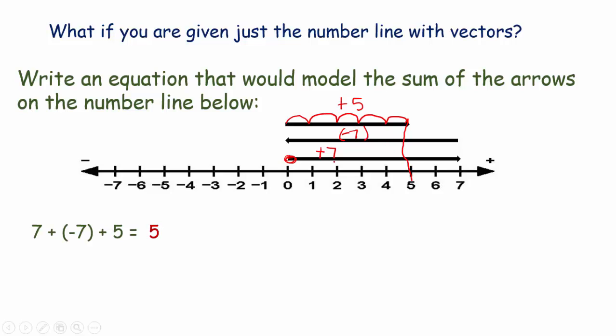Now let's look at writing this as a number sentence. First we said we went to the right positive 7 because we're going to the right 7 spaces. Notice in our number sentence down below, we have a positive 7 to start. Then we move to the left 7 spaces because our vector is going in the direction of left and it's moving 7 units to the left. Notice in our number sentence we have a negative 7. Then finally, we move to the right 5 because our vector is going to the right and the distance is 5 units. So notice here in our equation, we also have a positive 5. And then our answer is 5 because that's where we ended up.